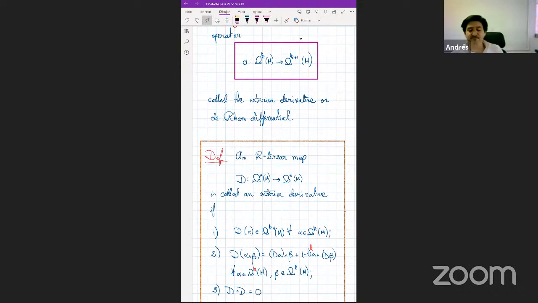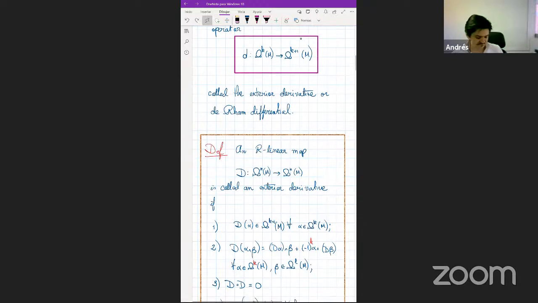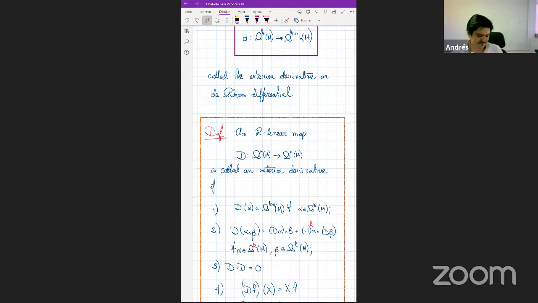The third condition: if we apply the differential 2 times, or the exterior derivative, we will get 0. And finally, we require this on functions. Because this is a 1 form, I will require that if I plug in a vector, this should hold.